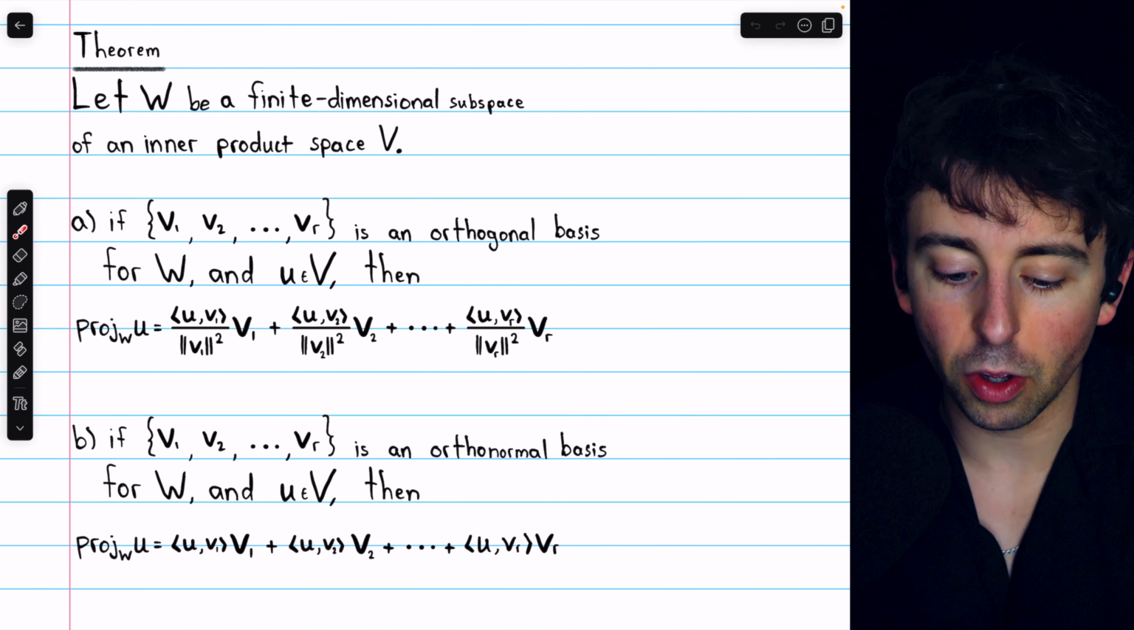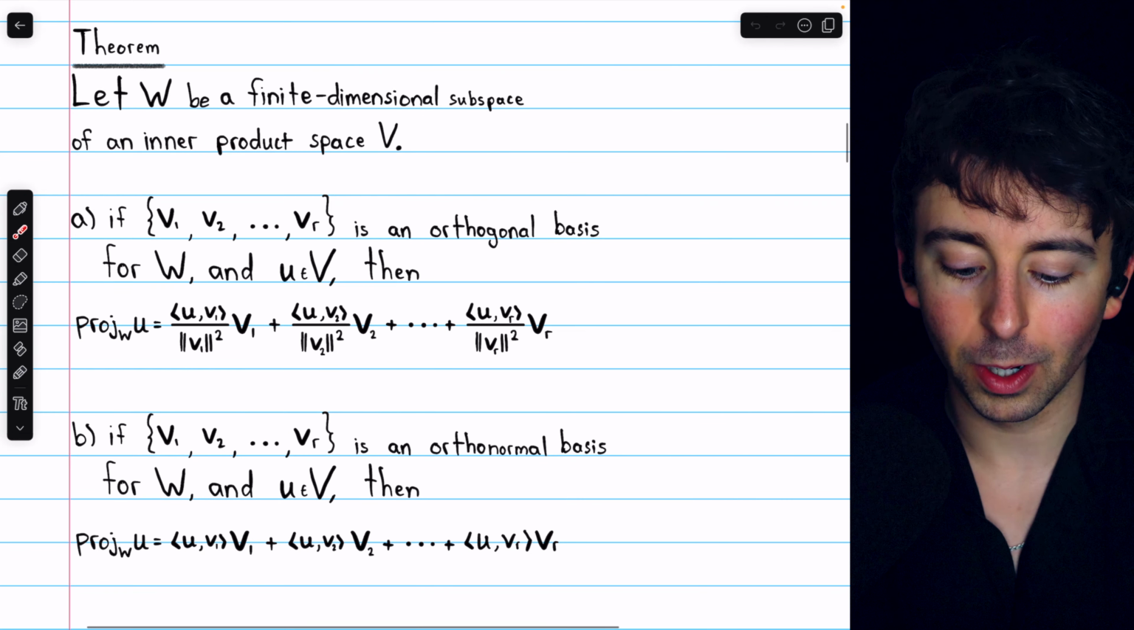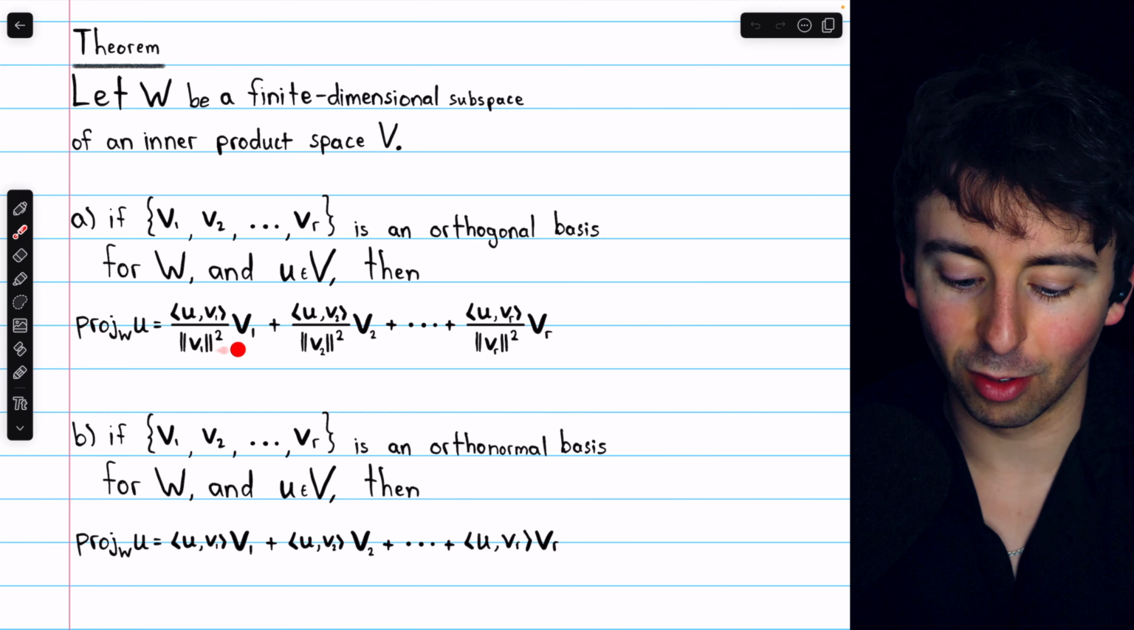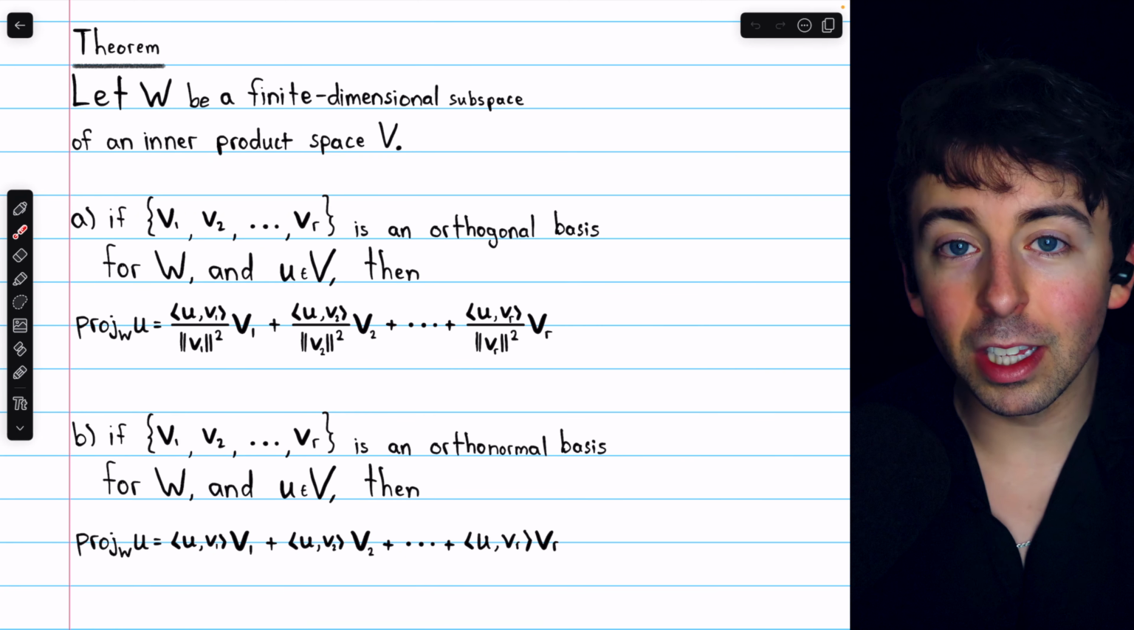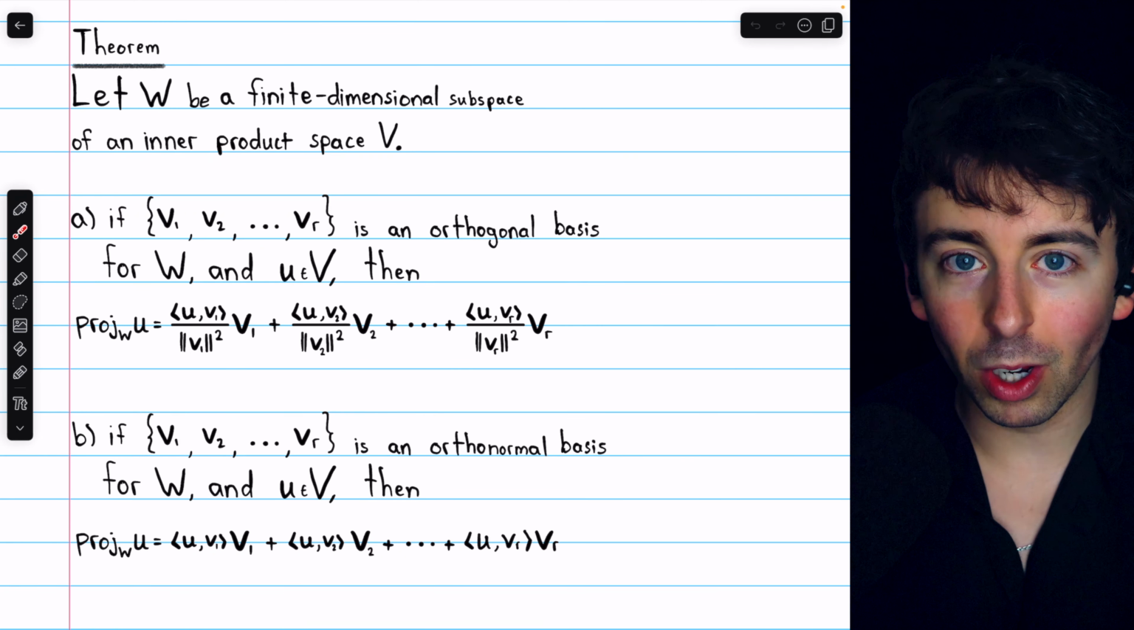Now, if our vector u happens to be a member of W, then that's exactly what it is. This is just telling us how to write the vector u in terms of the orthogonal basis vectors. But in the more likely case that u is not an element of W, then rather than this just being u, it is specifically the projection of u on W, which is, of course, different. Each one of these terms you may recognize as a projection of u onto a particular basis vector. This is the projection of u on v1. This is the projection of u on v2, and so on.